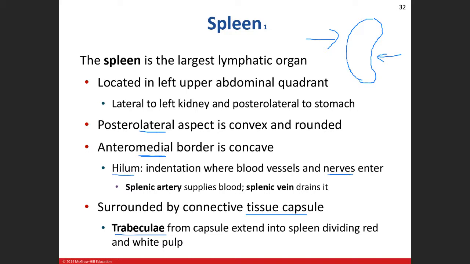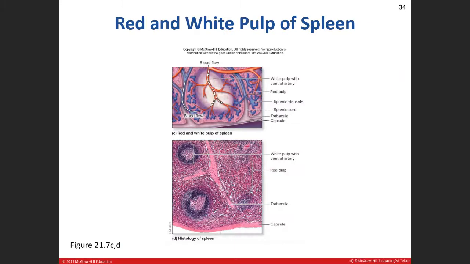We name these parts by how they appear to us, so we'll call it red pulp or white pulp, depending on the coloration of the tissue. You can see in this histological slide, here's the white pulp, and this is the red pulp. Mainly, what gives the red pulp its red coloring are the erythrocytes, the red blood cells, and the platelets.